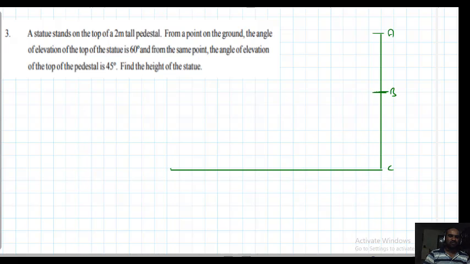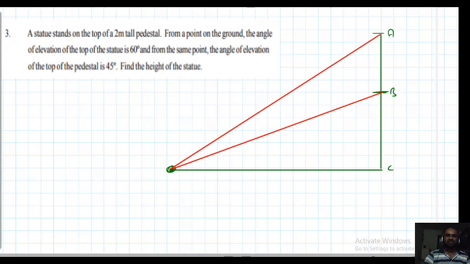Yeah, this is the position of the observer. First of all, you observe the top of the statue. After that, the top of the pedestal. So what is given? I will write now.